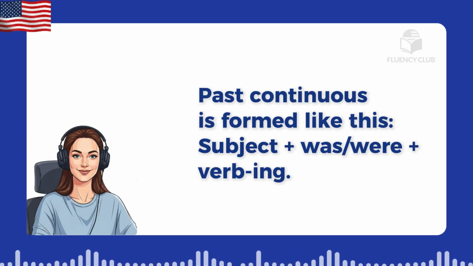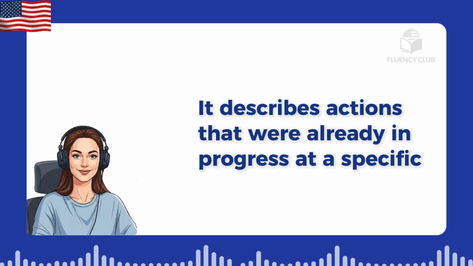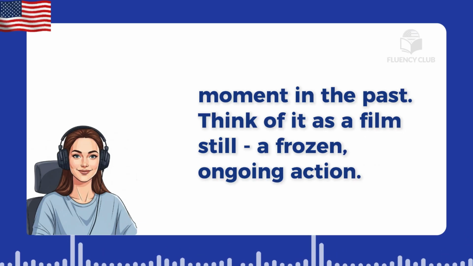Past continuous is formed like this: subject plus was or were, plus verb-ing. She was reading. They were arguing. I was just standing there. It describes actions that were already in progress at a specific moment in the past. Think of it as a film still, a frozen, ongoing action.